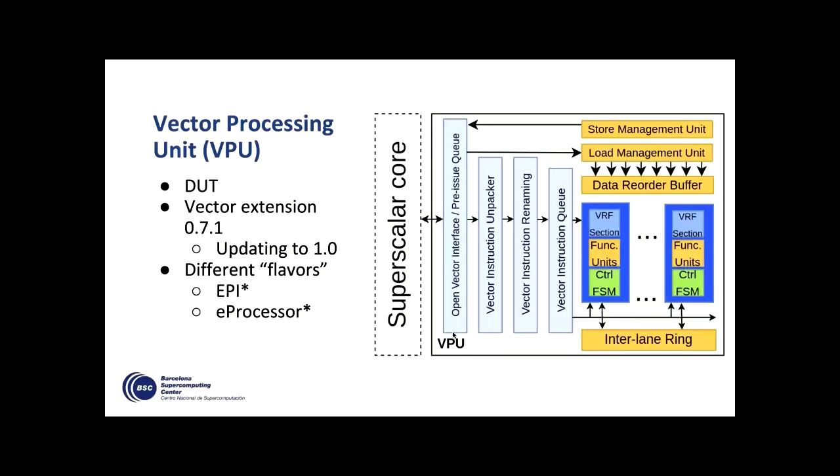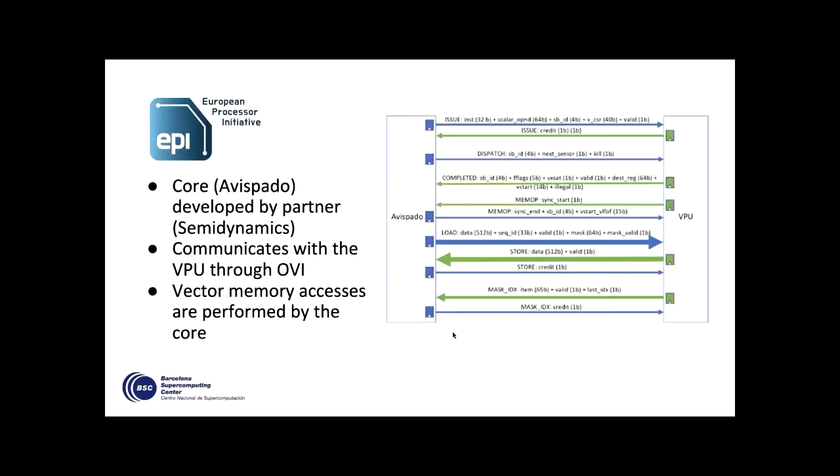Even though these units are similar and have the same purpose, that is processing vector instructions, they differ in how they communicate with the scalar core that we saw in the previous slide, and also in how they communicate and access memory, among other things. For EPI, the European Processor Initiative, the core communicates with the VPU using OBI. That's the interface that's shown in this image. The core is developed by Semidynamics. It's called Avispado. This interface, OBI, has a series of sub-channels, like we see in this image, for example, the issue, the dispatch, the completed, and so on.